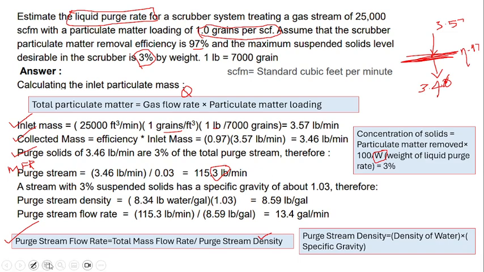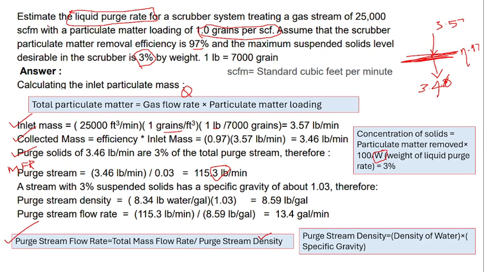Now we calculate the purge stream flow rate by dividing this mass flow rate by the purge stream density. The density is, as said earlier, density of water times specific gravity. These are standard values: 8.34 times 1.03, which is 8.59. We divide the total mass flow rate by this purge stream density to obtain the liquid flow rate, which is 13.4 gallons per minute. This is how the liquid purge rate is calculated from the given data.